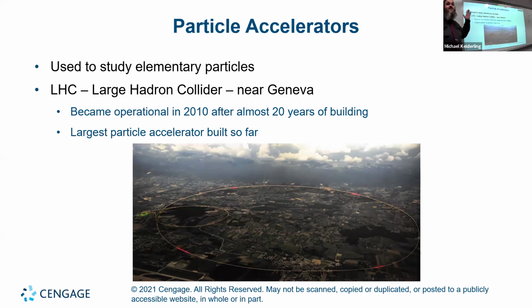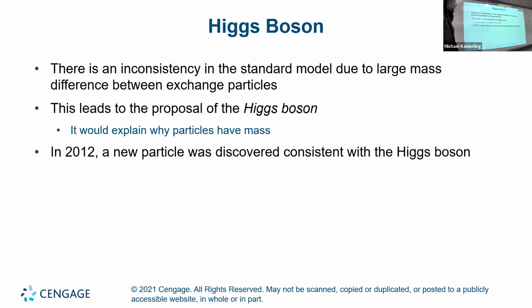So the Large Hadron Collider is the big one in Europe. It's near Geneva. The biggest one in the US is at Fermilab. It's near us, out in the western suburbs. The Large Hadron Collider is the largest particle accelerator built so far. And we found the Higgs boson.